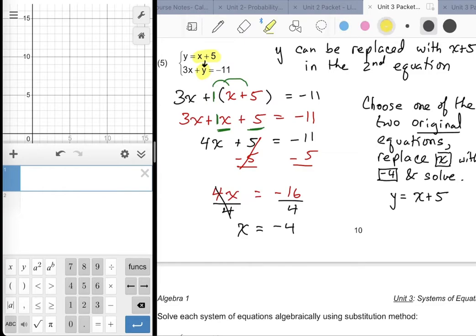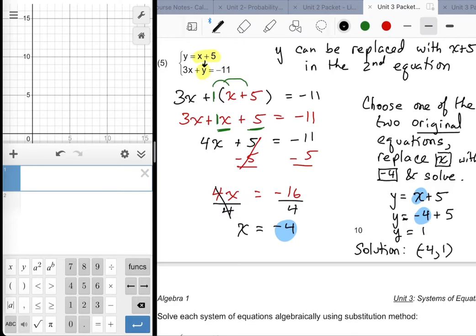I'm going to replace the x in this equation with what I now know x to be, a -4. So y is equal to -4 instead of the x, plus 5. -4 plus 5 is equal to 1. And so my solution is always x comma y. It's an ordered pair. Coordinates on a set of coordinate axes on a graph. X comma y, -4 comma 1.